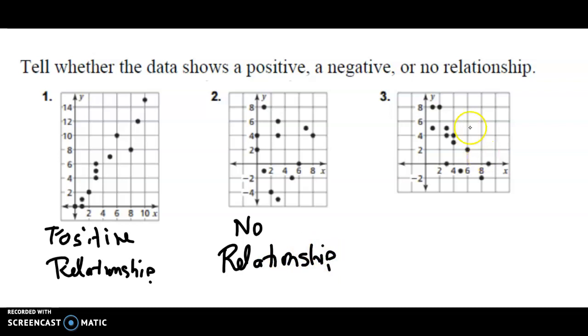And number three, again here, if you look at the graph, they're kind of trending in a downward direction. In other words, as x is increasing, y is decreasing. This is an example of a negative relationship.